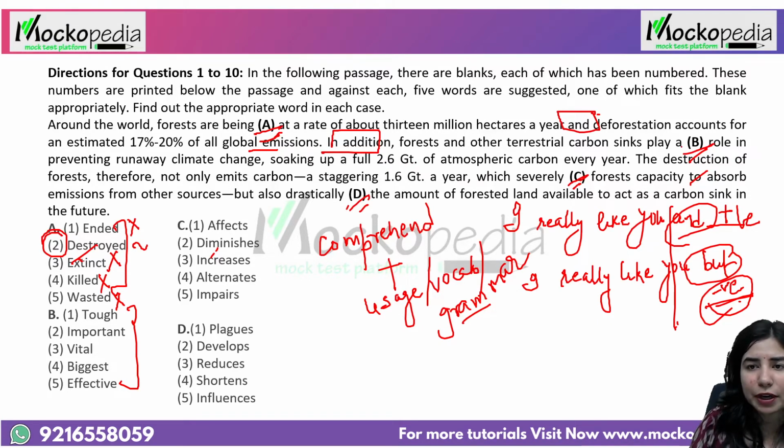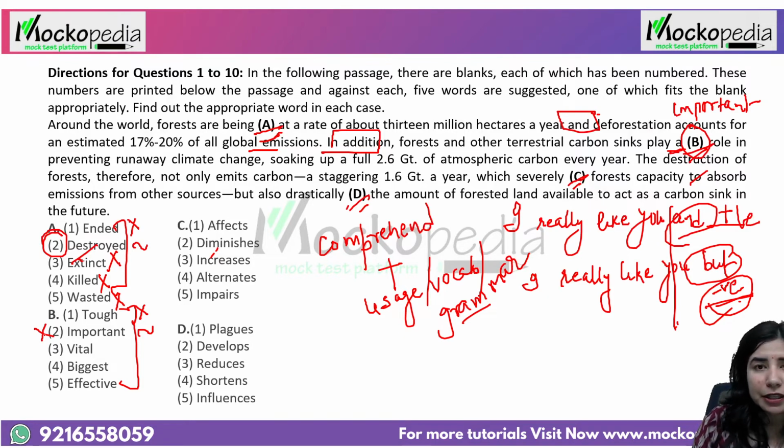So it plays what? It plays an important role, right? So important can be one word that instantaneously comes to my mind. I can explore the answer choices. So tough goes out and important is matching. Now here your grammar comes into the picture. You need to understand that important begins with I, which is a vowel. And before a vowel, what do we use? We use an. Now what is the article here? It is a. So these are the little things that may play a massive role.